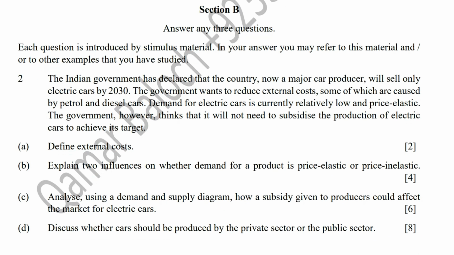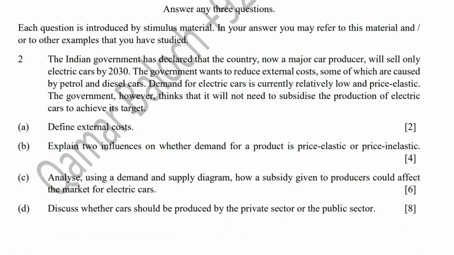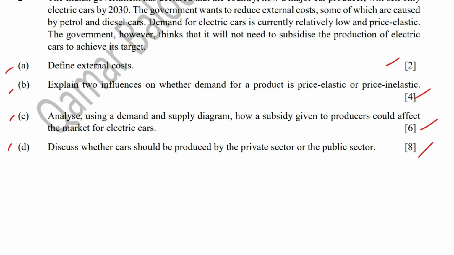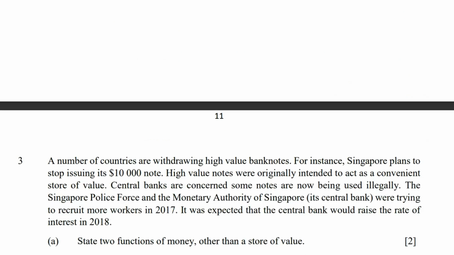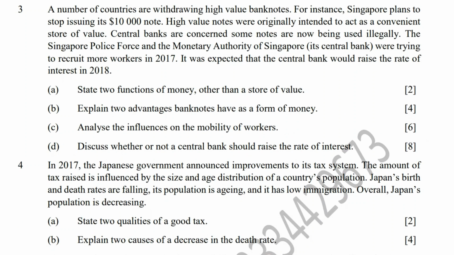So this is section B, and in section B you have to answer 3 questions out of 4. Every question contains 4 parts: part A, B, C and D. Part A is always for 2 marks, B for 4 marks, then 6 and 8 marks. This is a set pattern, and Cambridge follows exactly the same.